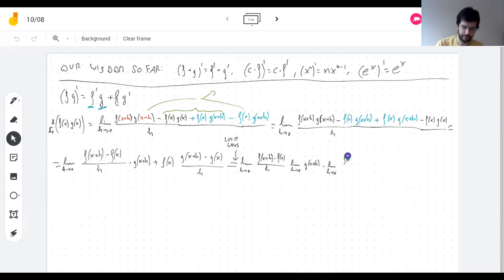Here, f of x plus h minus f of x divided by h. No, that's not what I'm copying. Okay, f of x times the limit of g of x plus h minus g of x divided by h. So I know some of these limits. So I know this limit exists. I guess I didn't say it explicitly, but this is only going to work if f and g are differentiable.